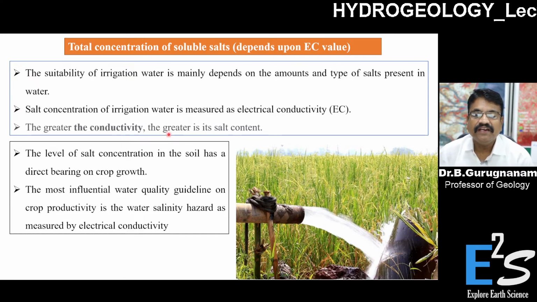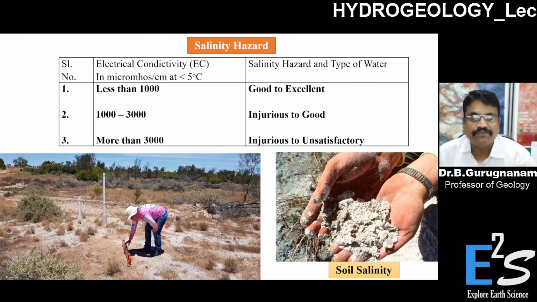The greater the conductivity, the greater is its salt content. So this is a direct relation. If the conductivity is greater, it means the salt content is greater. So EC and salt are directly proportional to each other. The level of salt concentration in the soil has a direct bearing. Yes, that's what I said. The most influential water quality guideline on crop productivity is the water salinity hazard as measured by the electrical conductivity.